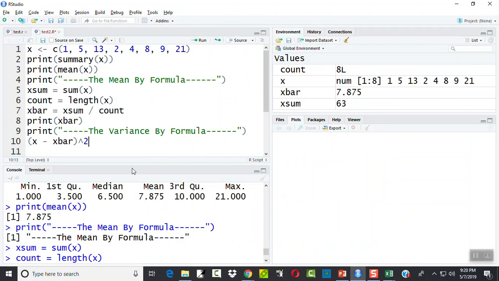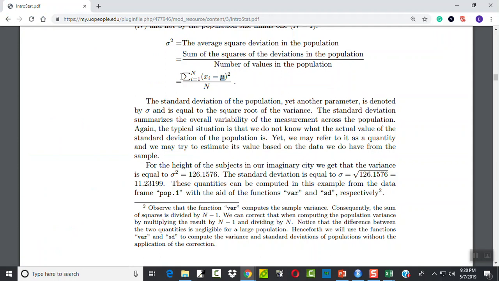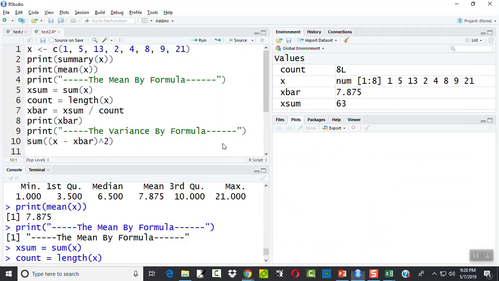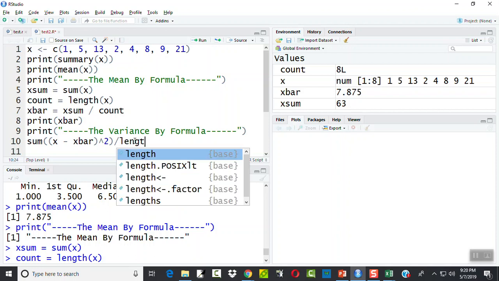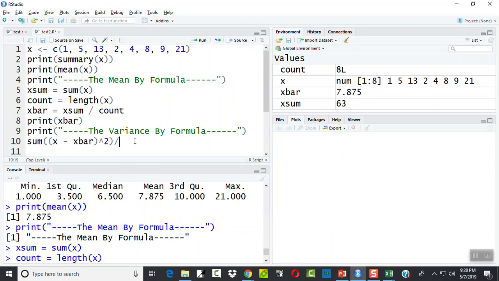Now we get a sigma in front, which means we want to add them together. So I'm going to have sum like that. Now that's adding them together, and that's all the top part. Then you want to divide by n. So I divide by, and you can type length directly in here, or since we already know the length, I could put count there. Now that's going to be our variance. So let me set that equal to something.